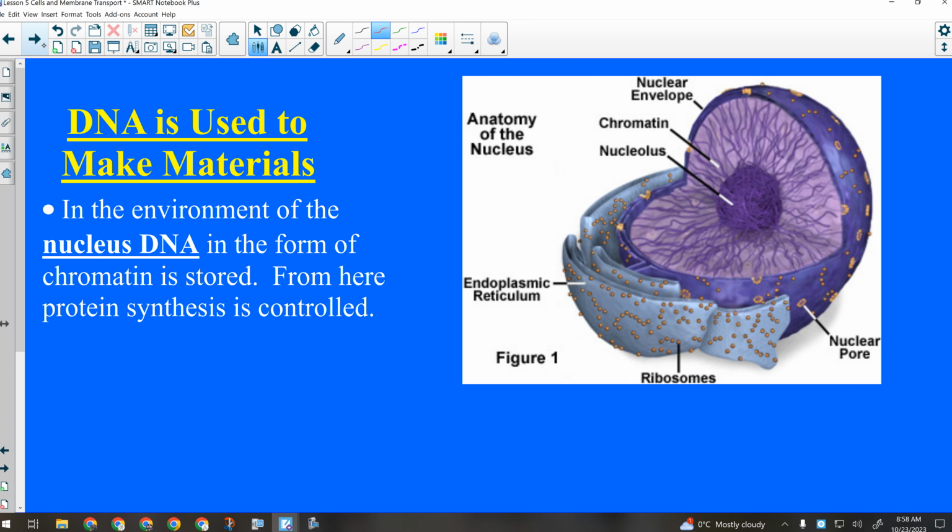Okay, let's talk about the compartments and the parts of the cell. DNA: its job is that it's the instructions for making materials, and it is stored in the nucleus. So what is the job of the nucleus? Well, the job of the nucleus is to store DNA. And then we're going to cross this out right here, because it implies that protein synthesis is controlled from the nucleus.